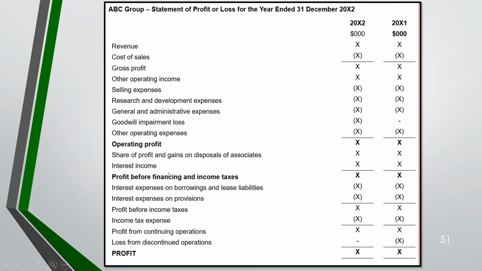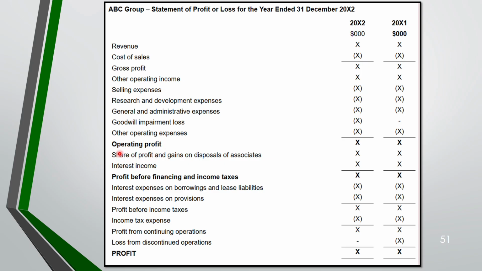Now, this is the example. This is the example by function. You see, this is an example. So here you see it's ABC's statement of profit and loss. You have the two comparative years needed. And we start with the revenue and we deduct the cost of sales, get the gross profit. Then from other operating income, we deduct selling, R&D, impairment of goodwill, and we get the operating profit. Then we add share of profit of associate, interest income.